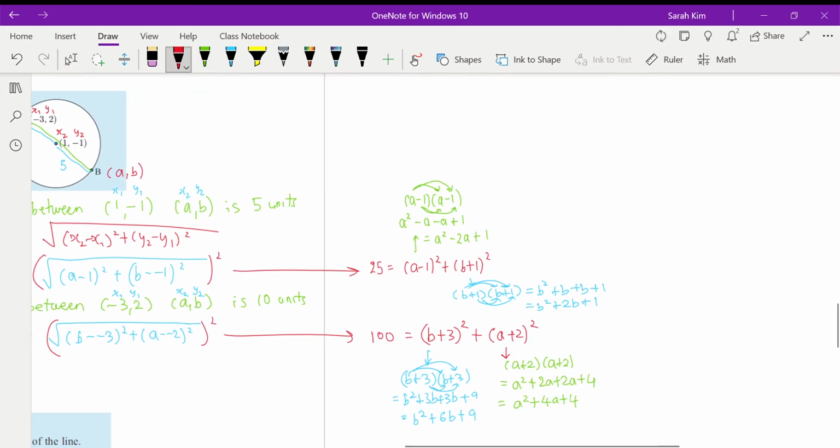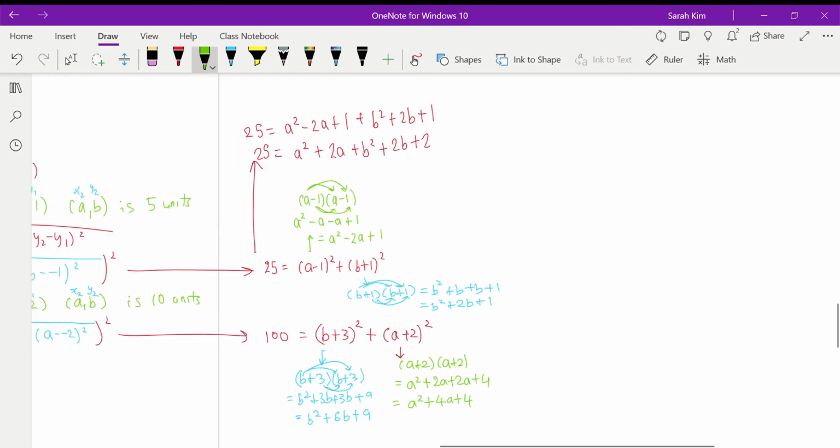Now let's rewrite this whole equation then, 25. So 25 equals a squared take 2a plus 1 plus b squared plus 2b plus 1. Alright, that's a handful, so that can also be written as a squared plus 2a plus b squared plus 2b plus 2. Wow.